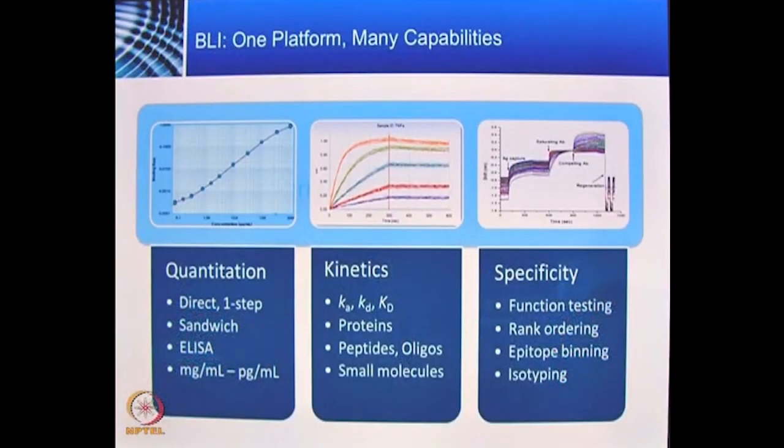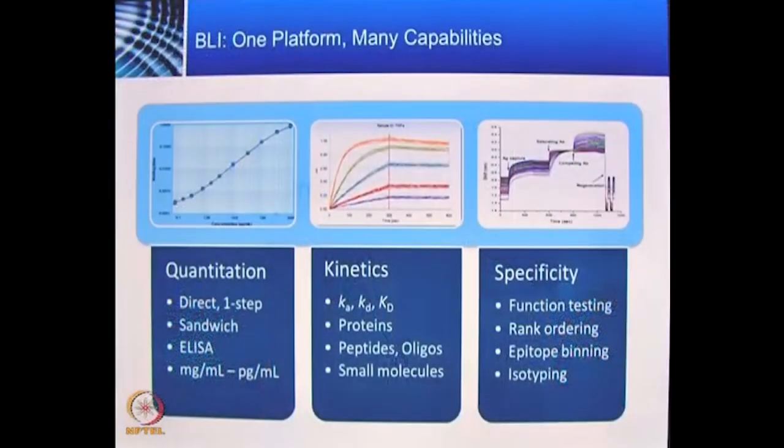And as another application, the BLI technology can work with different research purposes. We can use the technology to perform quantitation of biomolecules. This can be achieved by immobilizing a specific antibody or molecule onto the biosensor and using it to analyze the concentration of other molecules. It can also be used to analyze the kinetics of biomolecule interactions for us to get kon, koff, KD.